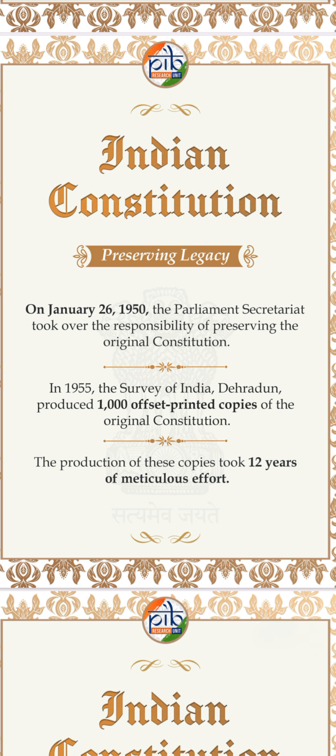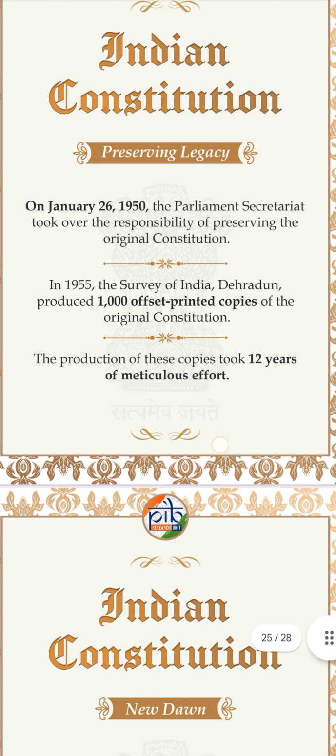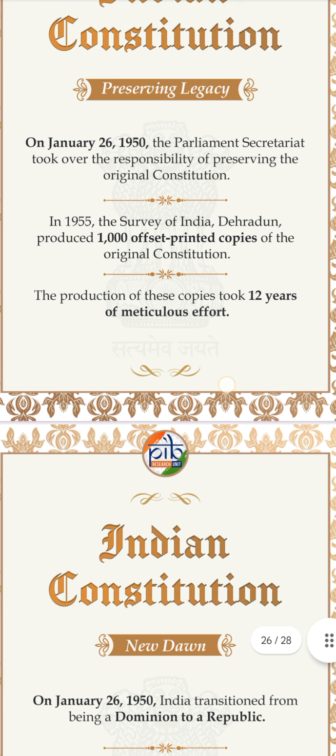Indian Constitution, preserving legacy. On January 26, 1950, the Parliament Secretariat took over the responsibility of preserving the original Constitution. In 1955, the Survey of India, Dehradun, produced 1,000 offset printed copies of the original Constitution. The production of these copies took 12 years of meticulous effort.